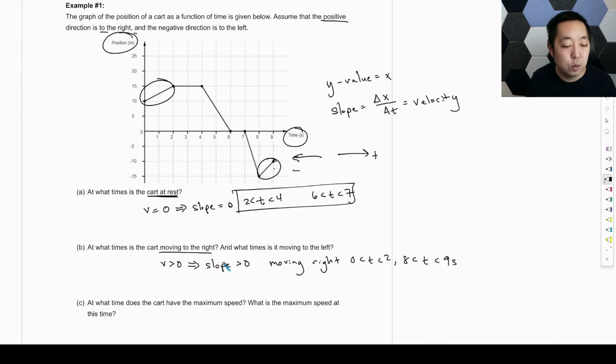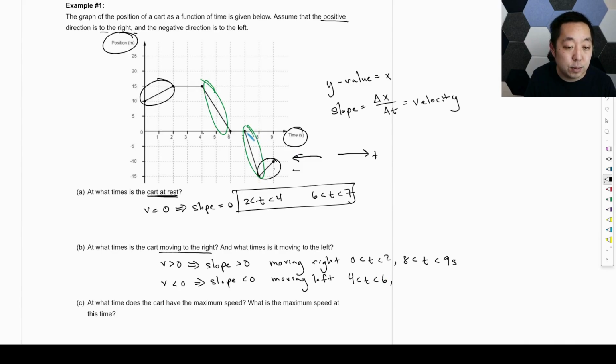seconds. Okay, cool. Now, when is it moving to the left? That's when the velocity is negative. The sign of the velocity tells us it's to the left, and so that's when the slope is less than 0. So it's moving left at what times? Let's pick a different color. When do we have a negative slope? Here and here. That's when it's down and to the right. That's a negative slope. And so that's going to be between 4 and 6.